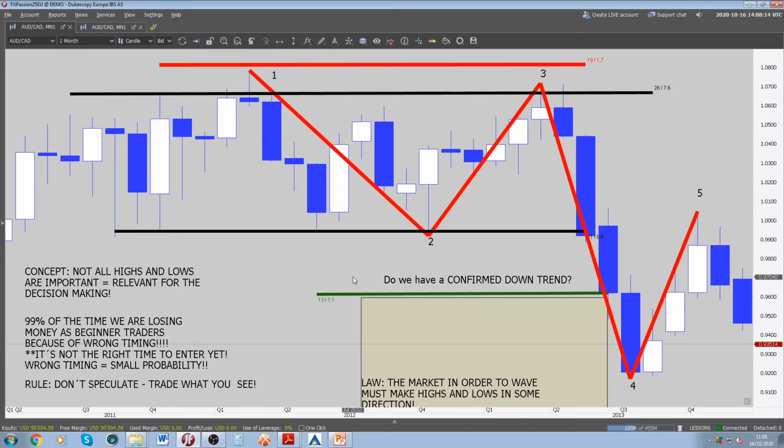And everybody, you can apply this concept on all time frames. It's not just the monthly chart. We're using the monthly because it's slow. You can apply these concepts and rules and laws on all time frames and all currency pairs. Monthly, weekly, daily, 1 hour, 2 hour, 30 minutes.